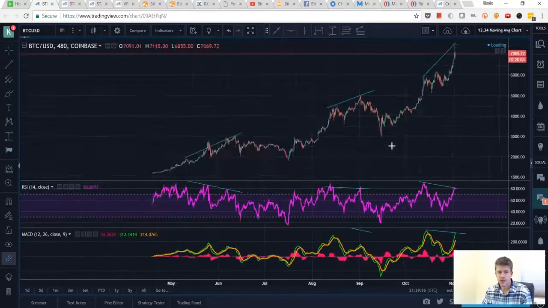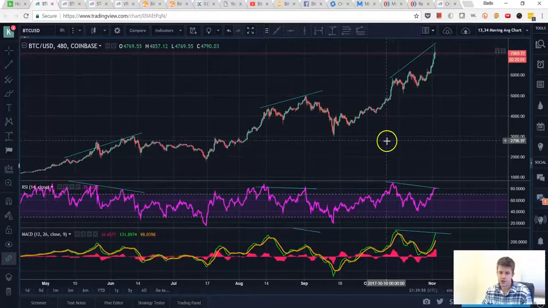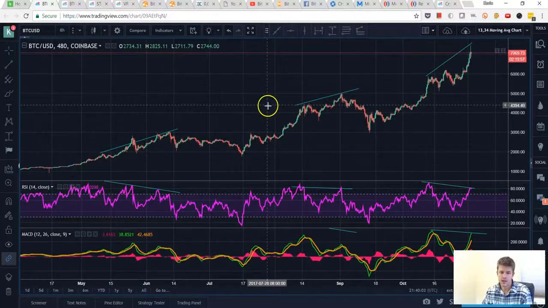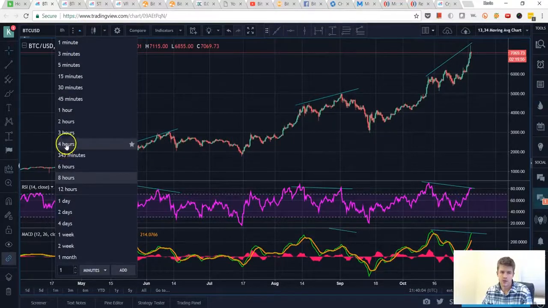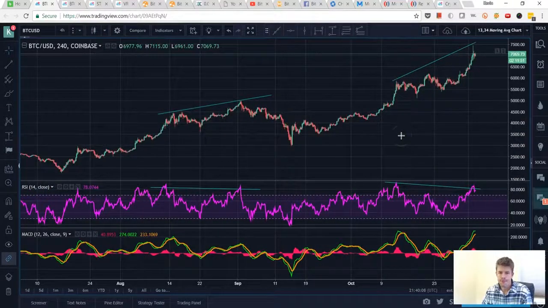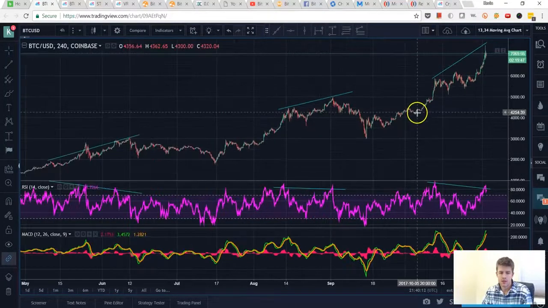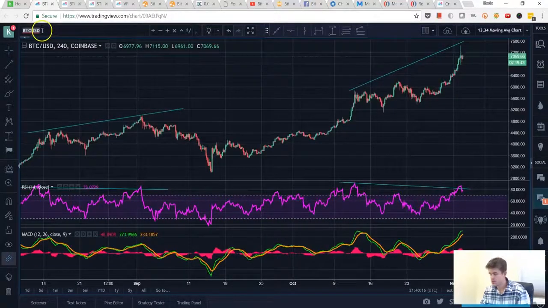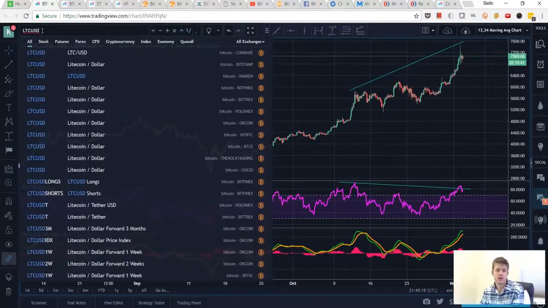So on the flip side, we also have a bullish divergence, and let's see if we can find one here. It may be kind of hard to find on Bitcoin. Let me go to the 4-hour chart, and we could probably find some here. Okay, let's see. Bitcoin is a tough one. We might have to go to a different coin. Let's try Litecoin.